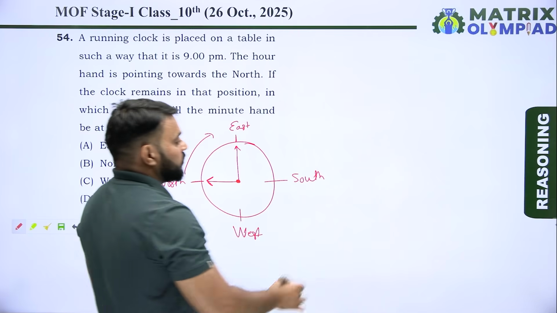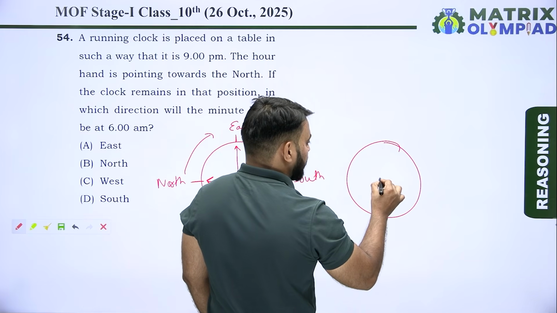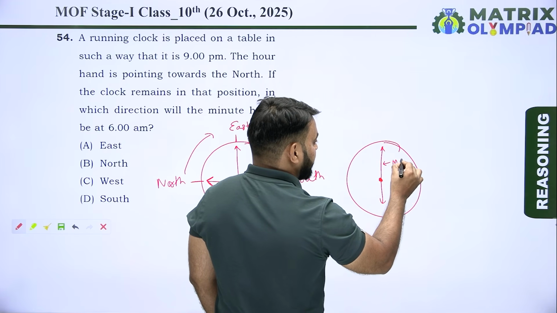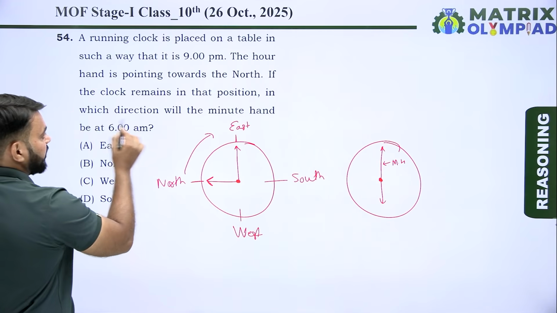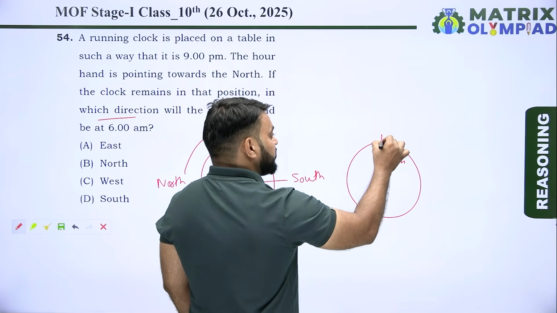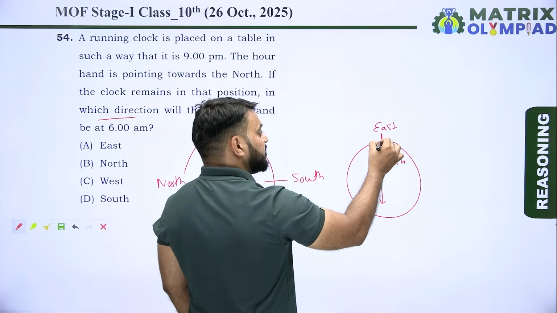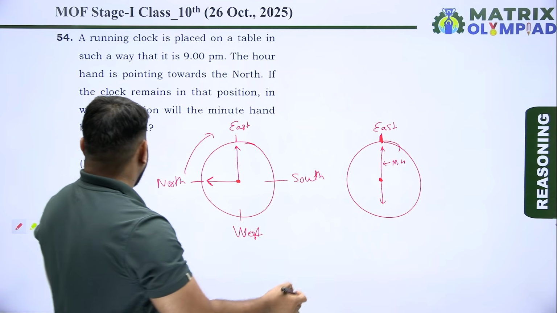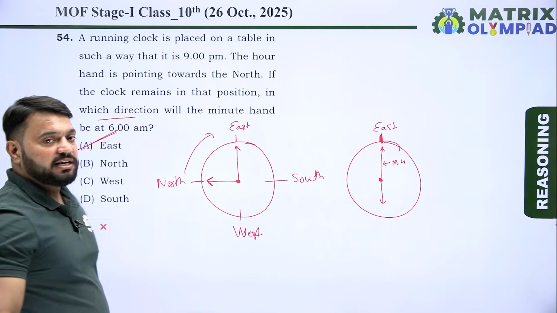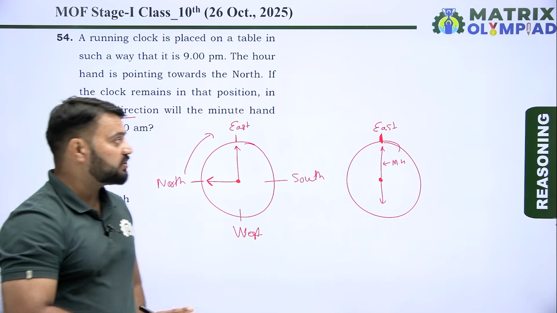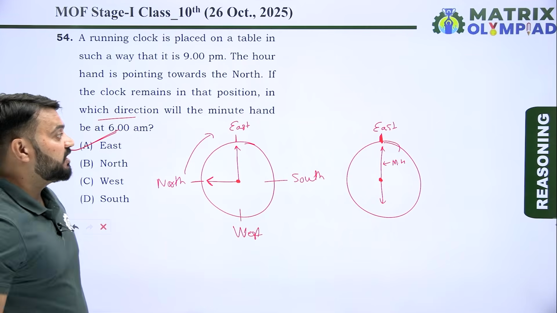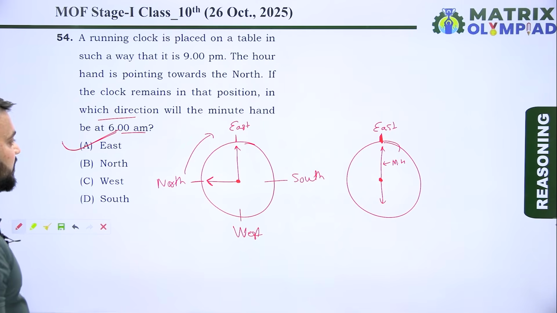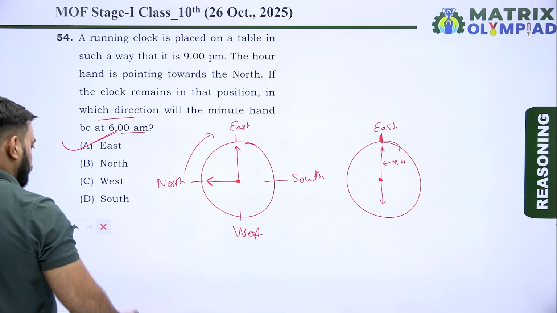नाउ टाइम इज 6 o'clock. अब टाइम हो रहा है 6 o'clock. 6 o'clock पर जो मिनट हैंड है, दिस इज द मिनट हैंड. मिनट हैंड है वो कौन सी डायरेक्शन को शो कर रही है? मिनट हैंड है वो ईस्ट डायरेक्शन को शो कर रही है बिकॉज दिस इज द ईस्ट डायरेक्शन अकॉर्डिंग टू गिवन इंफॉर्मेशन. सो हेयर ऑप्शन ए ईस्ट इज द करेक्ट आंसर ऑफ दिस क्वेश्चन बिकॉज मिनट हैंड शोज द ईस्ट डायरेक्शन अकॉर्डिंग टू गिवन इंफॉर्मेशन एट 6 a.m. So here option A is the correct answer of this question. Let's move on to the next question.